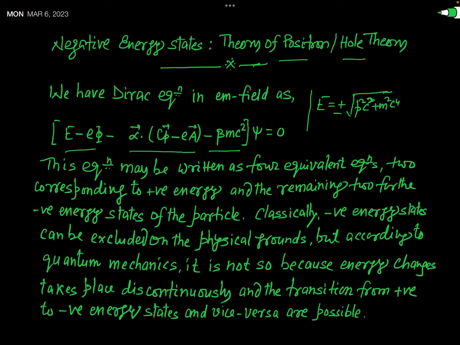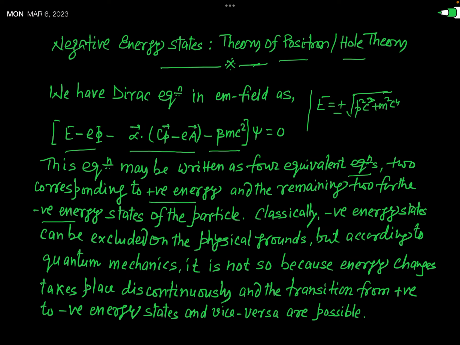As you know, this Dirac equation may be written as 4 equivalent equations, and you have already written those 4 equivalent equations in the previous lecture. Actually, among those 4 equivalent equations, 2 correspond to the positive energy and the remaining 2 correspond to the negative energy states of the particle. Now, the negative energy state can be classically excluded on physical grounds.